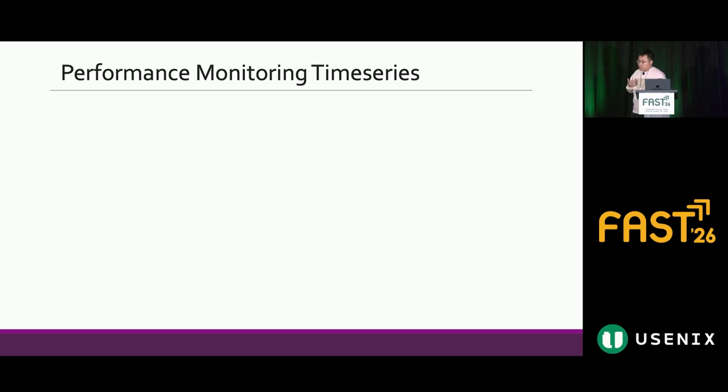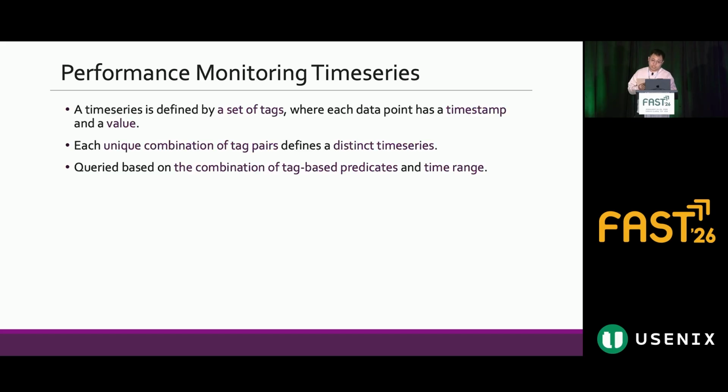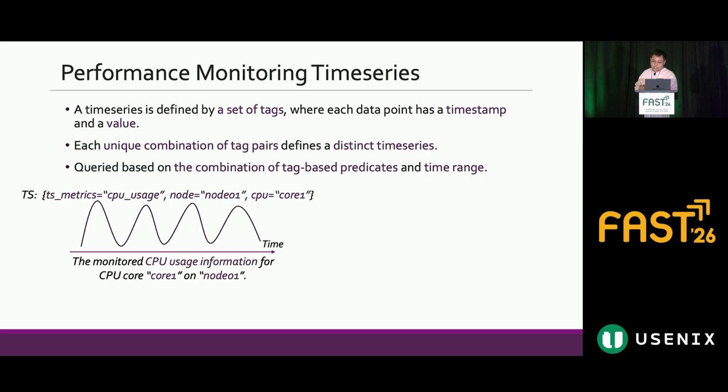Now let's see what time series data really is and how we define it. Usually it is defined by a set of tags. In this example, we define the CPU information for one core in one server. We utilize the combination of the tag pairs to define the distinct time series. Here we have three tag pairs: the time series metric, the node information, and the CPU information.